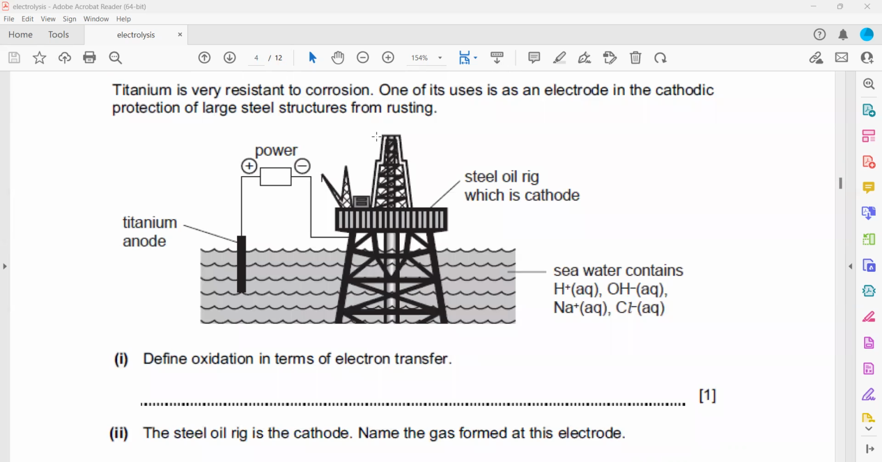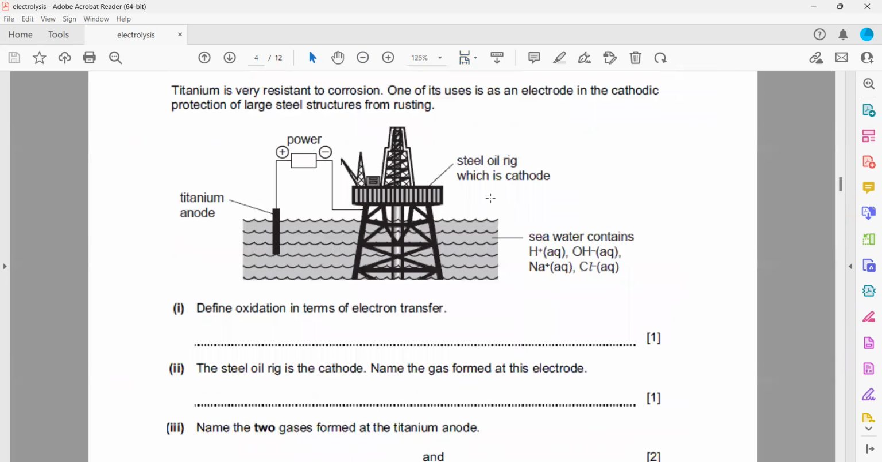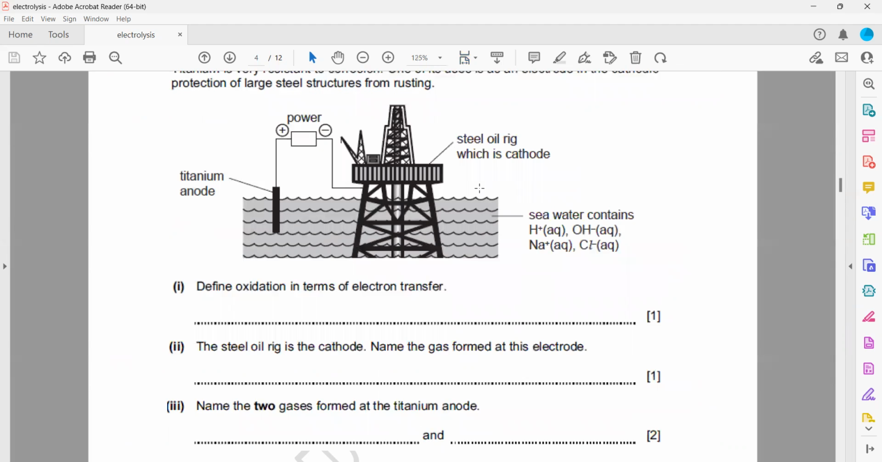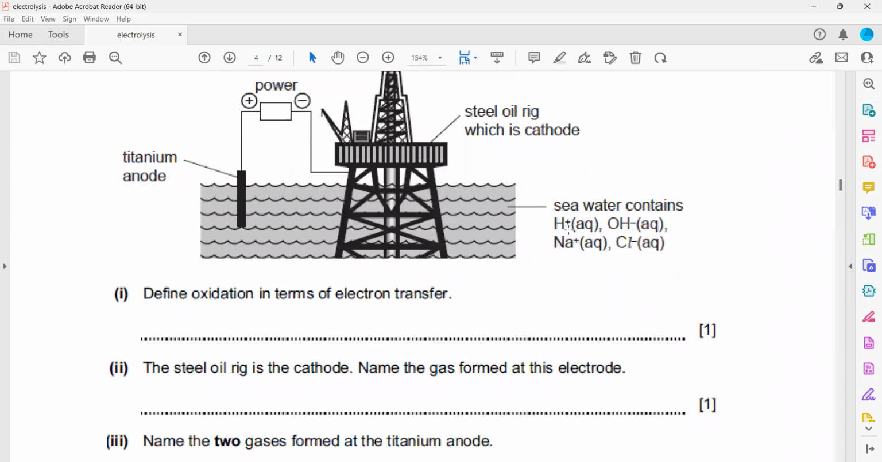In question 4, titanium is very resistant to corrosion, like titanium does not rust. One of its uses is as an electrode for cathodic protection of a large steel structure from rusting. So there is a steel oil rig, which is a cathode. Cathode means it's connected with a negative terminal, and there's a titanium anode. And what are the ions present in the seawater? It contains hydrogen ion, hydroxide ion, and sodium ion because it contains dissolved salt.